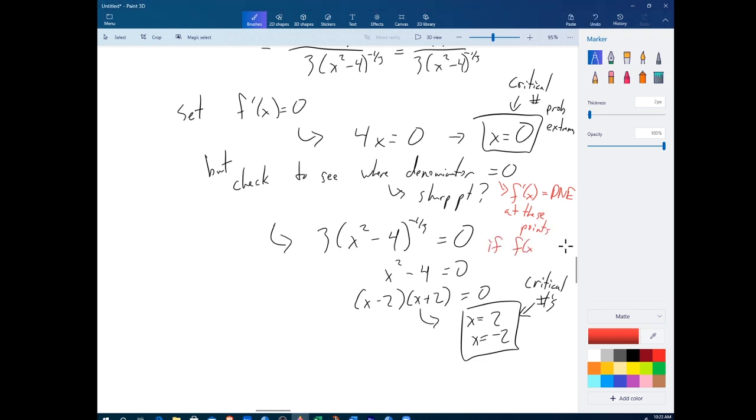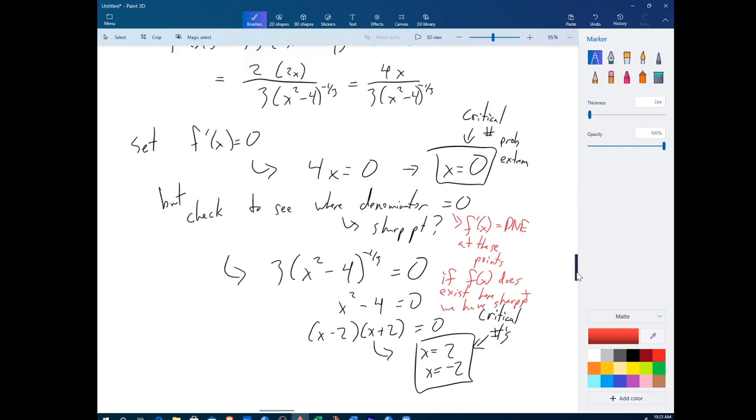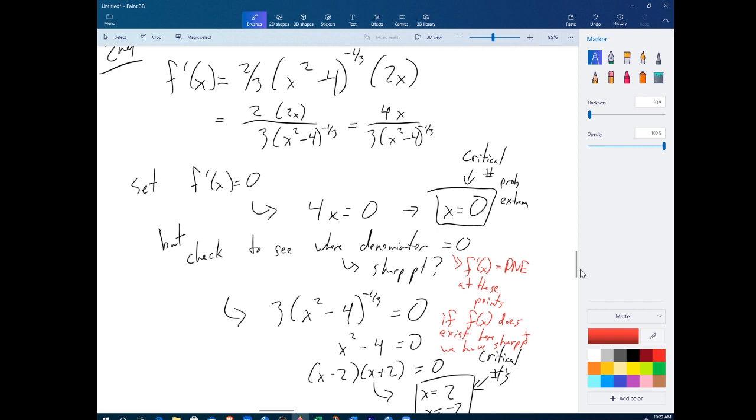If the function itself does exist, we have sharp points. If the real function doesn't exist, then your derivative wouldn't exist there either. So we'll need to double check to see if those points work in the original function. But if they work in the original function but not in the derivative, is that good, Nalina? Then they are sharp points. If they exist on the function but the derivative does not exist, it has to be a sharp point.